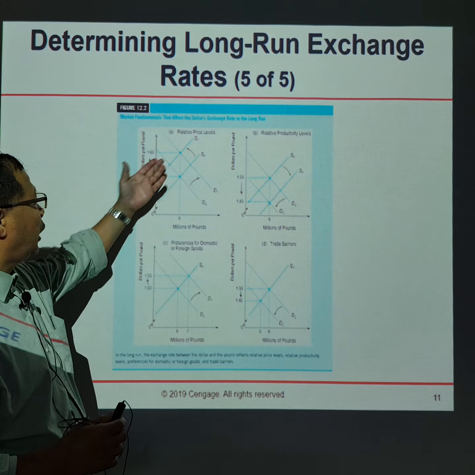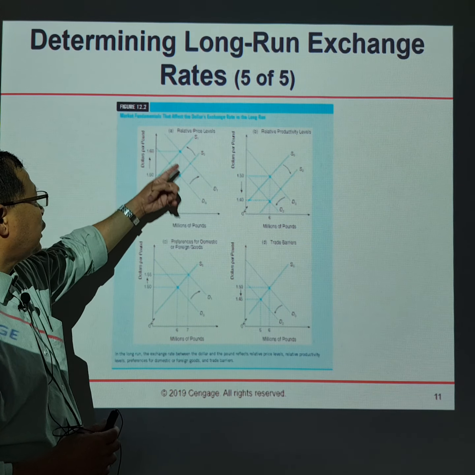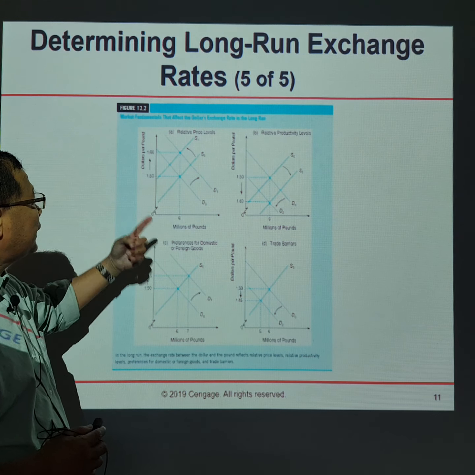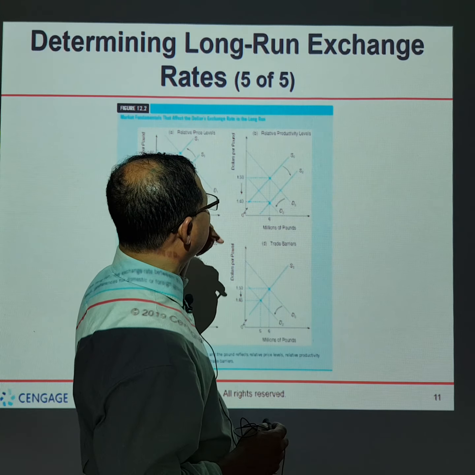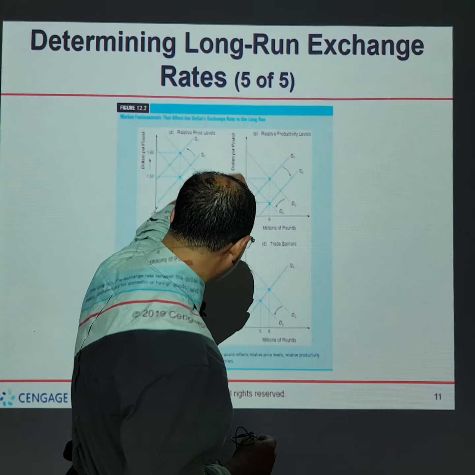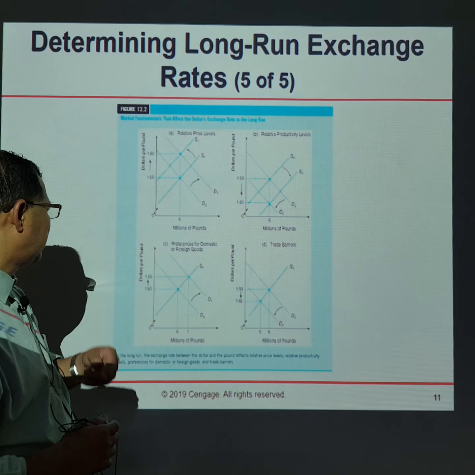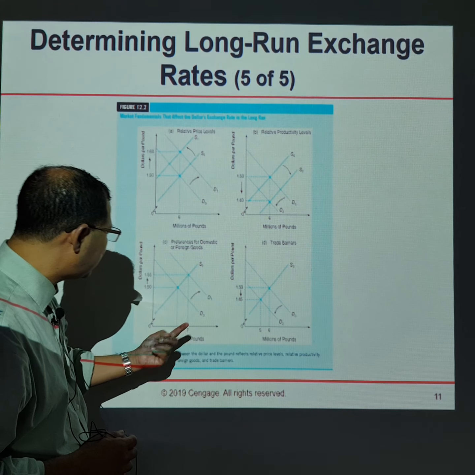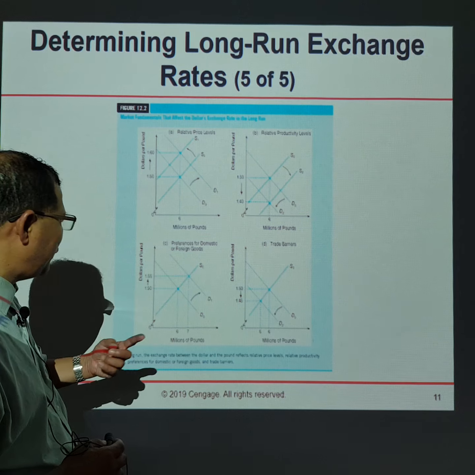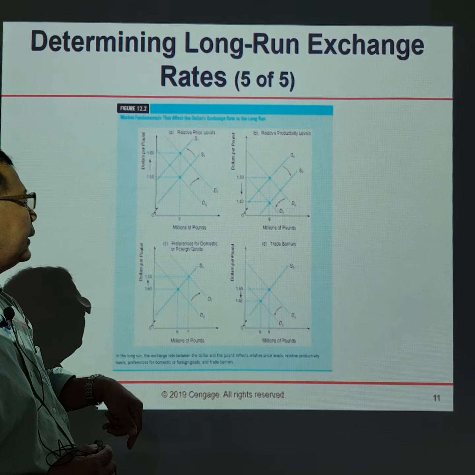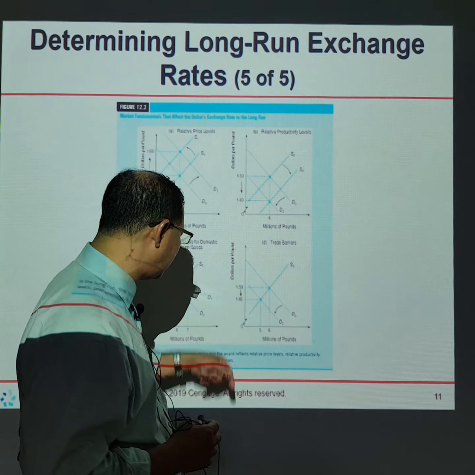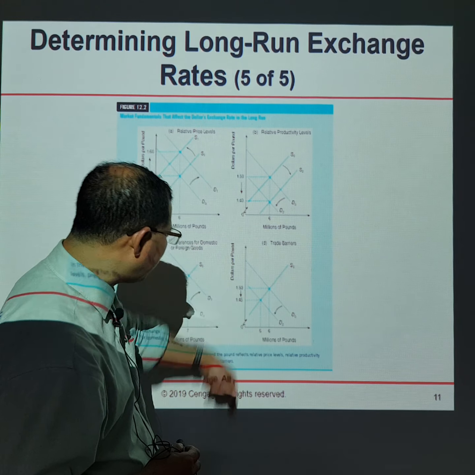We can review that if relative price level increases, it's going to be depreciation. If productivity level increases, it's going to be appreciation. If consumers demand more of imported goods, it's going to be depreciation. If there is an increase in trade barriers, it's going to be appreciation.